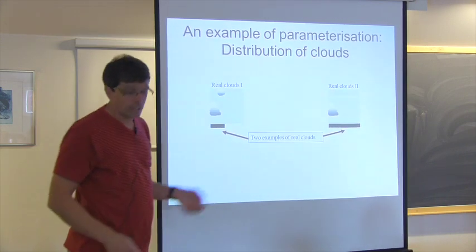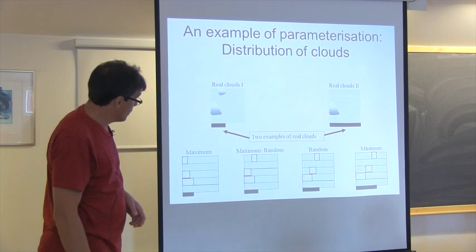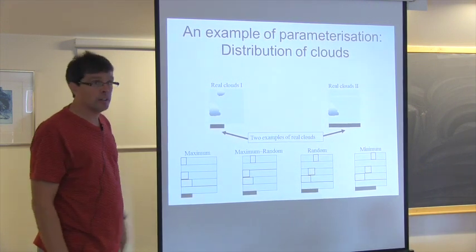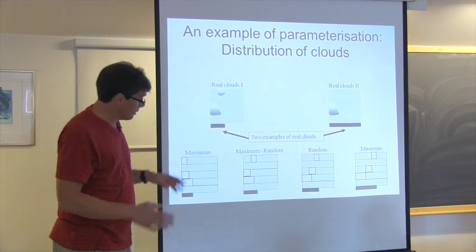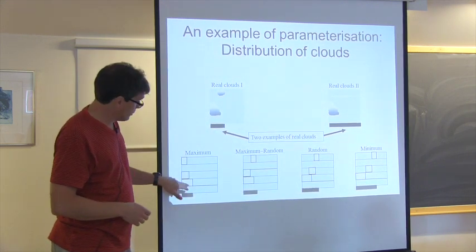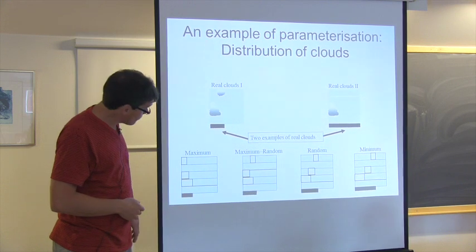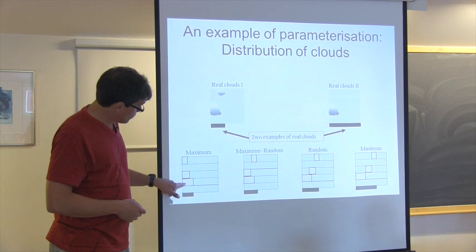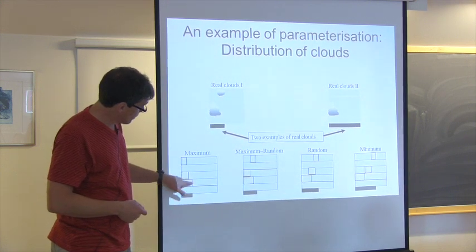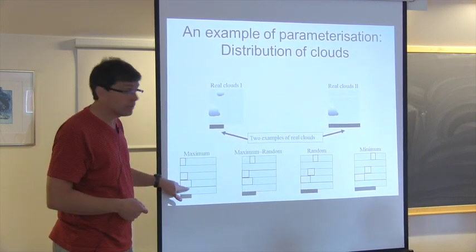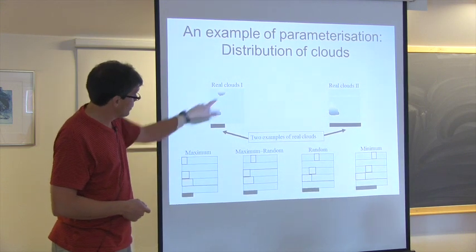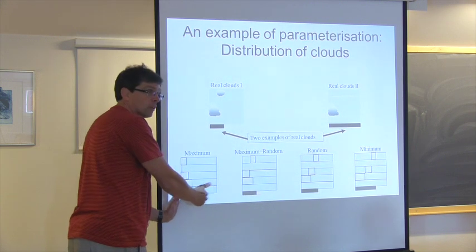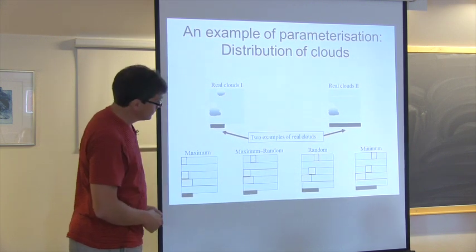Now if we get to our climate model, it looks like this. We have a number of grid boxes on top of each other. We have clouds that don't look very nice like this. They are kind of just a fraction of the box. But how should we distribute these clouds? Should we put them on top of each other like this? So we have one cloud here, and then there's another one here. So we can have a maximum overlap. That will give a very, very small fraction of clouds.